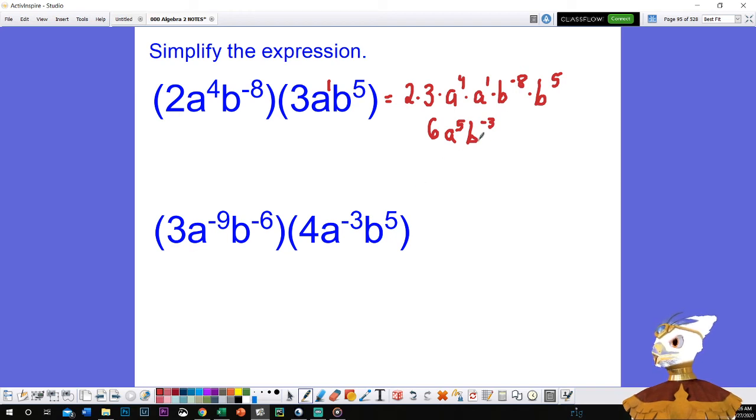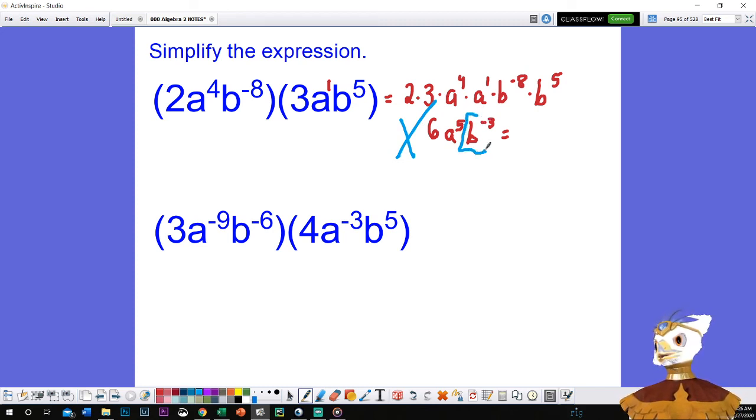Ooh, look, we have a negative exponent. Now, one important thing to remember is when you're doing these problems, if you have a negative exponent in your final answer, you may as well just mark it wrong for me, because you will never have a negative exponent in your final answer. Always, always change it to a positive.